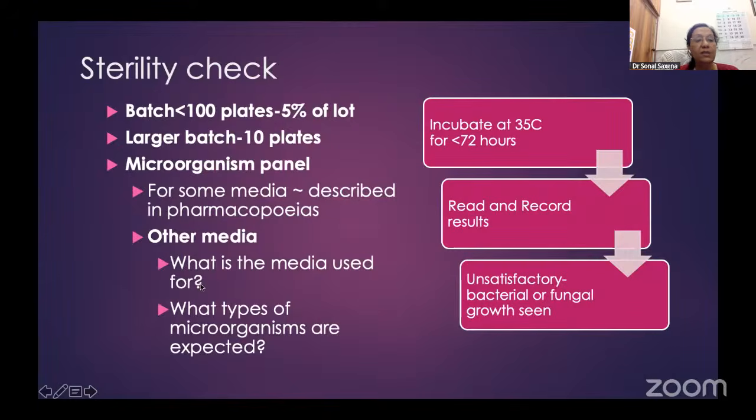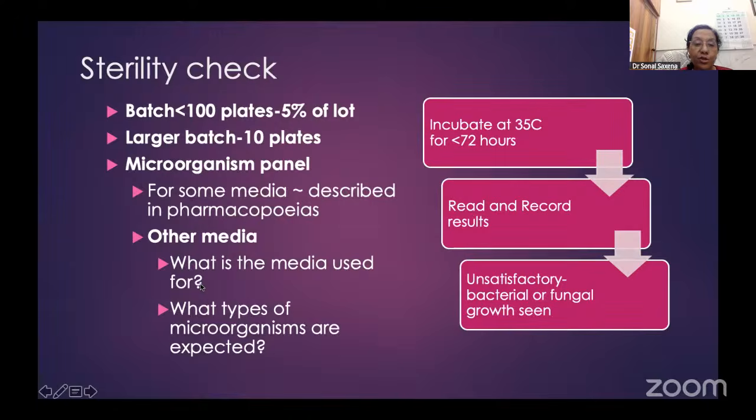Then, how do you do a sterility check? For the sterility check, you incubate at 35 degrees for less than 72 hours. You read and record the results. If there is any growth, you call it unsatisfactory. How much do we test? If a batch is less than 100, you do 5% of the lot. If the batch is more than 100, say 200, 300, 150, you take out 10 plates.